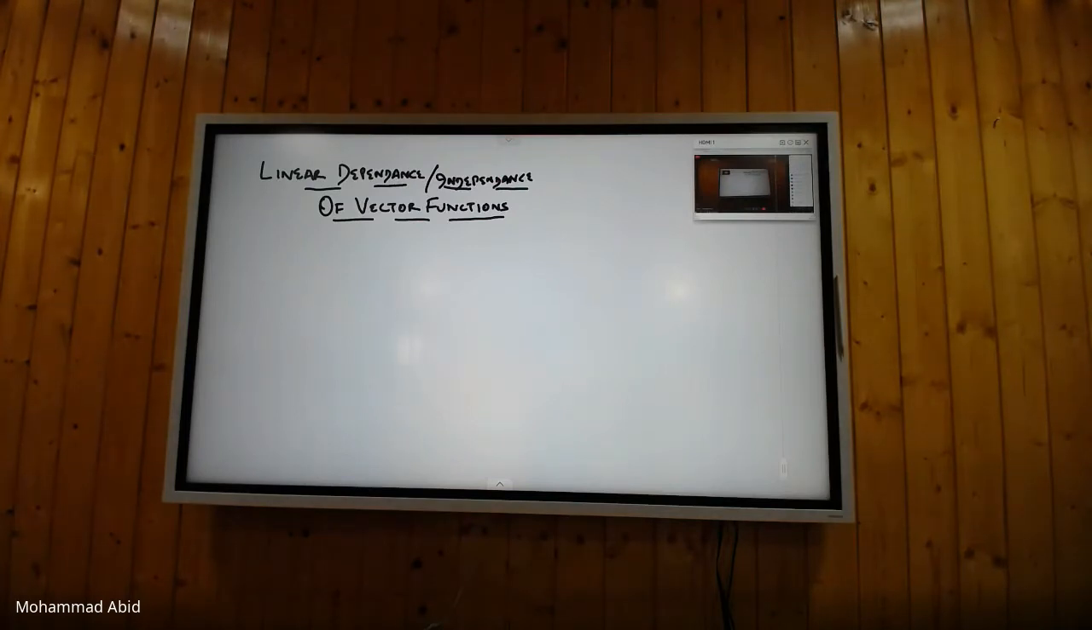Now we are going to extend this theory to check the dependence and independence of vector functions. What do you mean by vector functions? Vector functions are basically vectors whose components or elements are functions of time. That's what vector functions are.